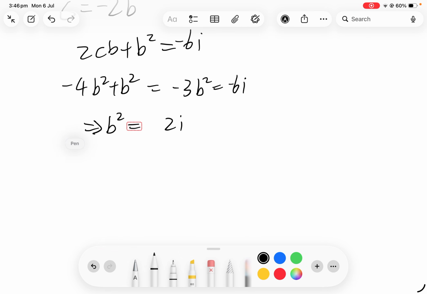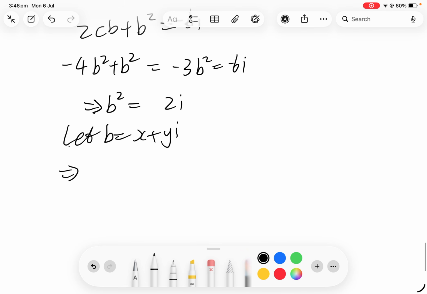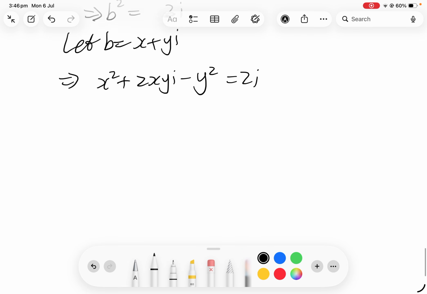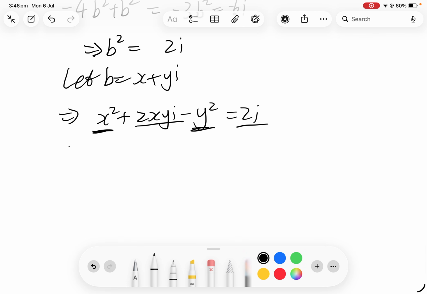And now we let b equals x plus yi, and that becomes x squared plus 2xyi minus y squared equals 2i. The real part of this is obviously x squared minus y squared, and the imaginary part is 2xy. So that means there's a plus 0 here. So x squared minus y squared equals 0 and 2xy equals 2.